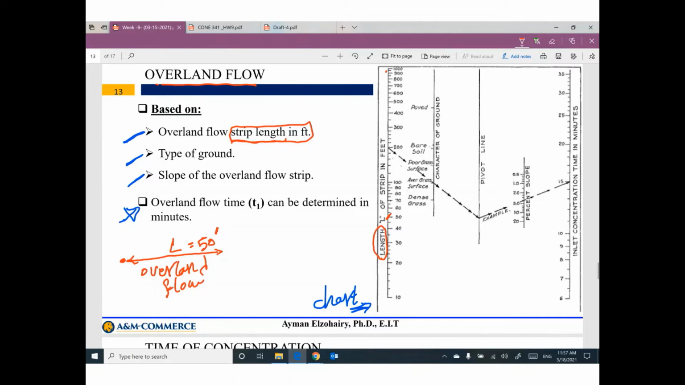The second one, what is the type of ground? We have many types here. Dense grass, average grass surface, poor grass surface, bare soil, or paved surface. So you need to determine whether the rainfall is coming on a paved surface or soil or grass surface, and what is the degree of this grass? Is it poor, average, or dense? For example, we are on paved surface.